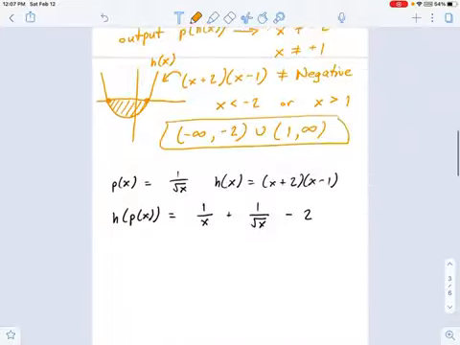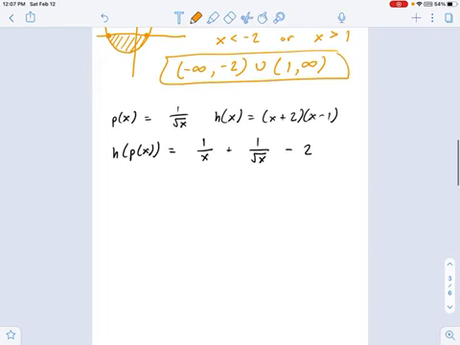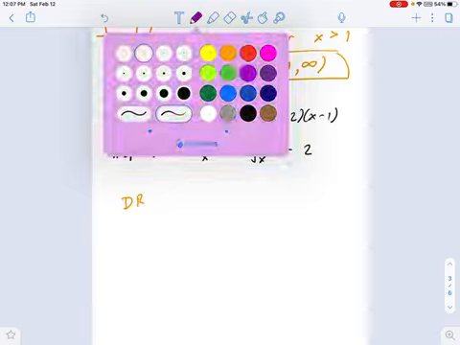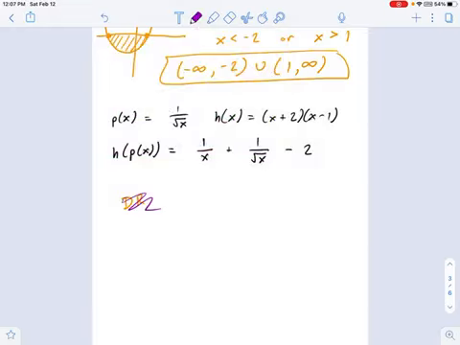Okay. Last one. This one is actually a little easier. Again, you have two sources of domain restrictions. I'm going to do this in purple now. Two sources of domain restrictions. You have inputs. This one is p of x. P of x is your input now. And you have your output, which is h of p of x. Okay, and I've written them up here for your convenience.